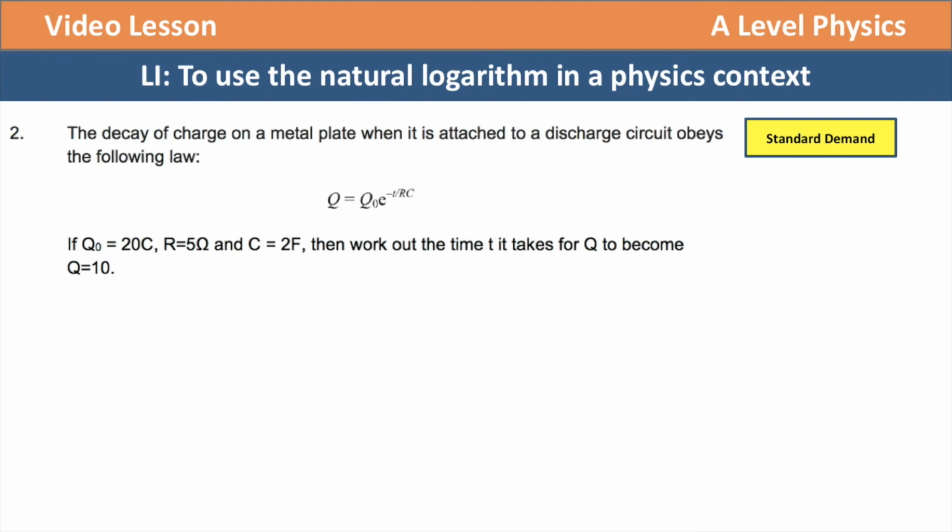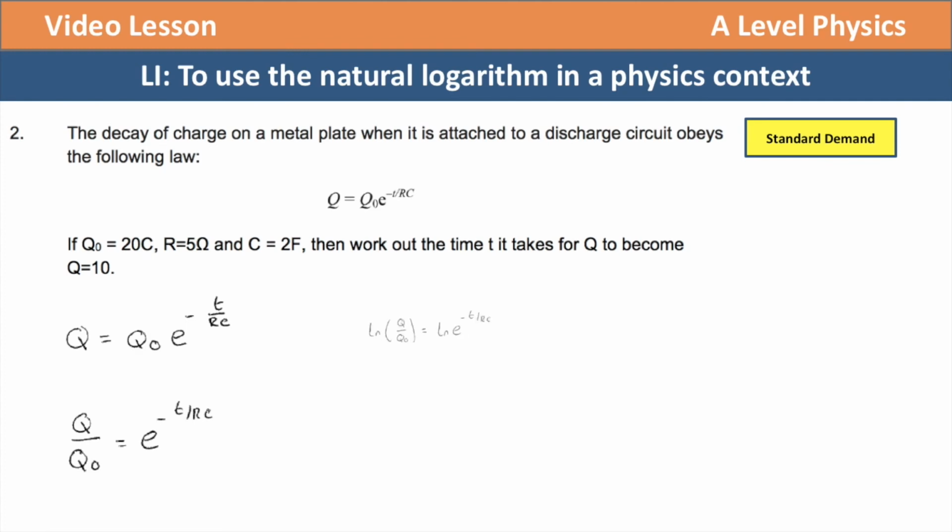Question 2. The decay of charge on a metal plate when it's attached to a discharge circuit obeys the following law. Q equals Q naught e to the minus t over RC. If Q naught equals 20 coulombs, R equals 5 ohms, and C equals 2 farads, then work out the time it takes for Q to become Q equals 10. So we want to work out the time, so we need to rearrange this equation for time. To do that, we will begin by dividing by Q naught to give Q over Q naught equals e to the power of minus t over RC.